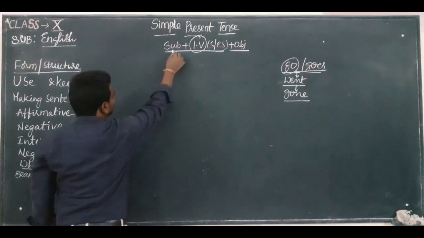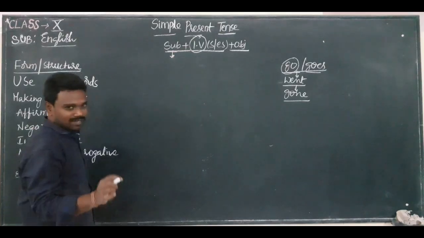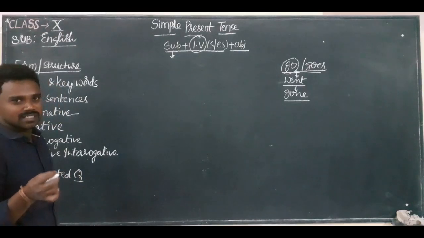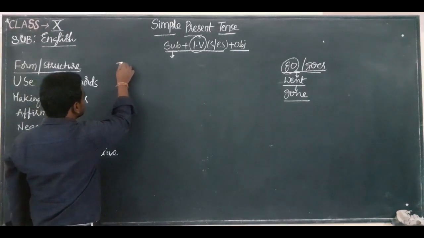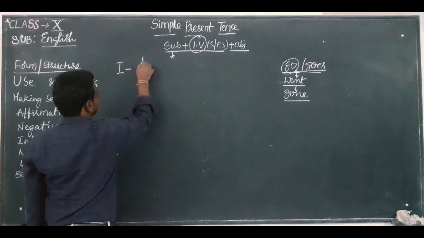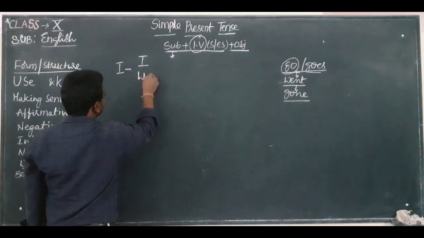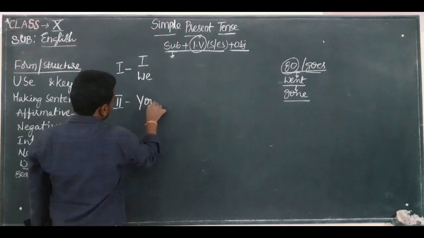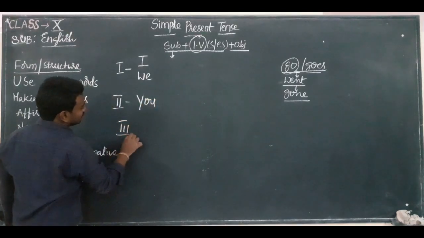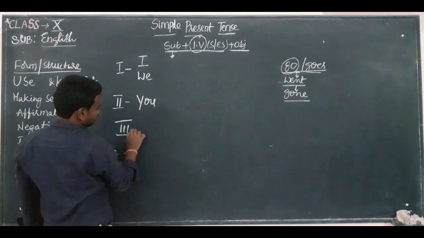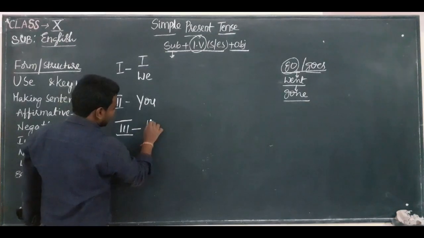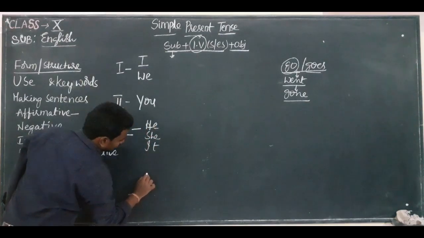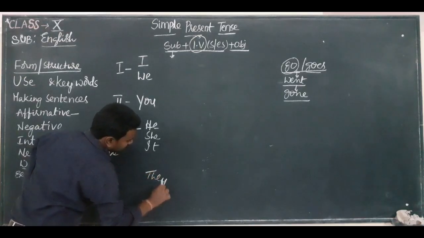So, subject, first form of a verb, s or es plus object. What is the subject? The subject can be the personal pronouns, which we know: first person, second person and third person. First person pronouns are I and we. Second person pronoun is you. And third person personal pronouns are he, she, it and they.